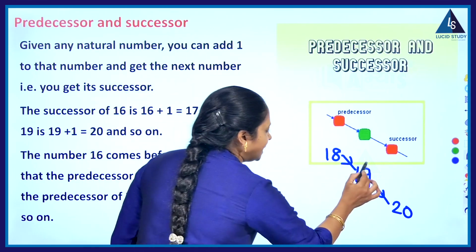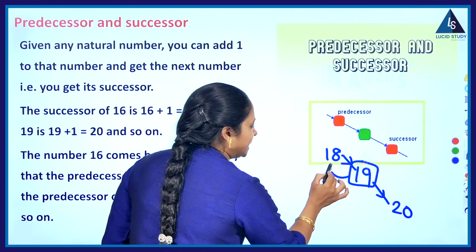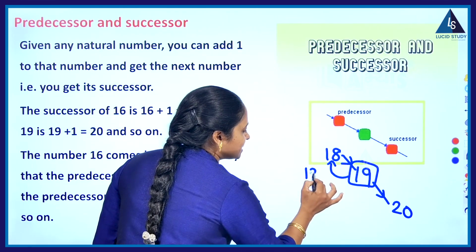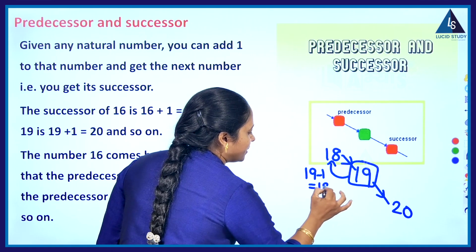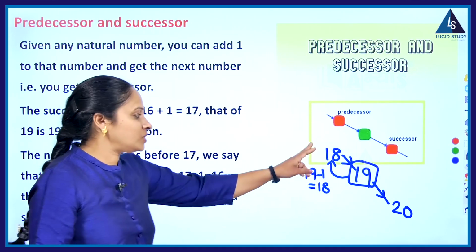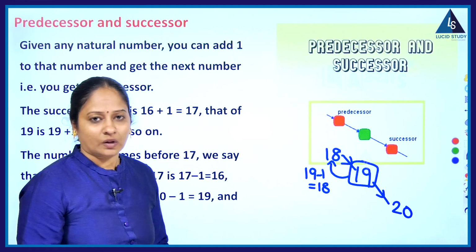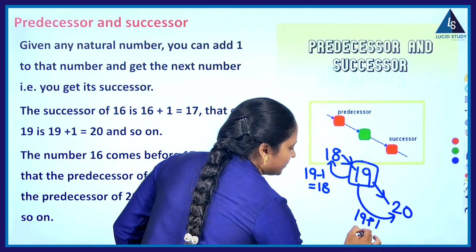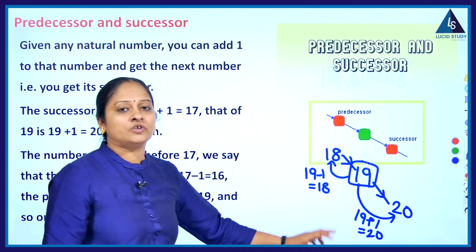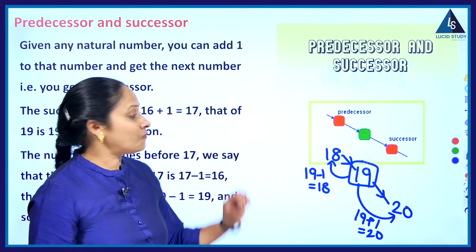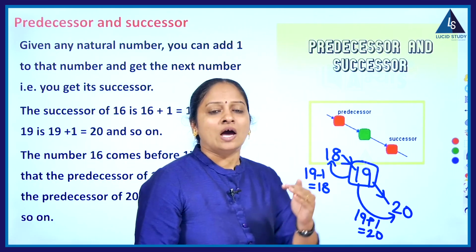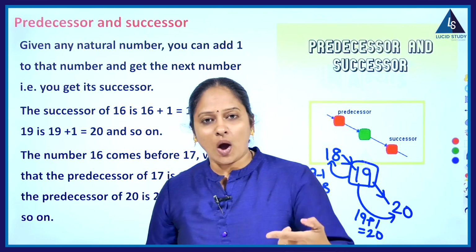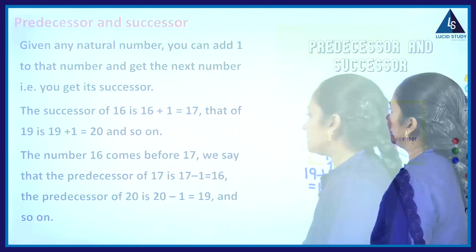If I take 19 as my reference number, then 18 is its predecessor. How are we getting that predecessor? By subtracting 1 from that number, we get its before number, which we call its predecessor. And how do I get its next number? By adding 1 to that number, which we call the successor. So you can easily remember that predecessor means subtracting 1, and successor means adding 1 to the number.